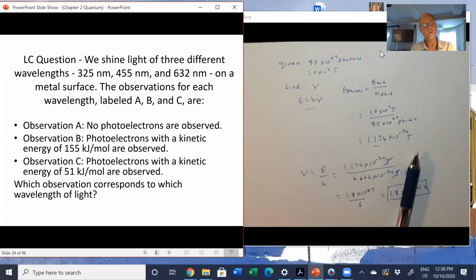Observation A is that no photoelectrons are observed. Observation B is that photoelectrons are observed with a kinetic energy of 155 kilojoules per mole. Observation C is that photoelectrons with a kinetic energy of 51 kilojoules per mole are observed. So what I want you to do is figure out which observation corresponds to which wavelength of light. You may pause the video now and figure this out, and then start it as soon as you're done.